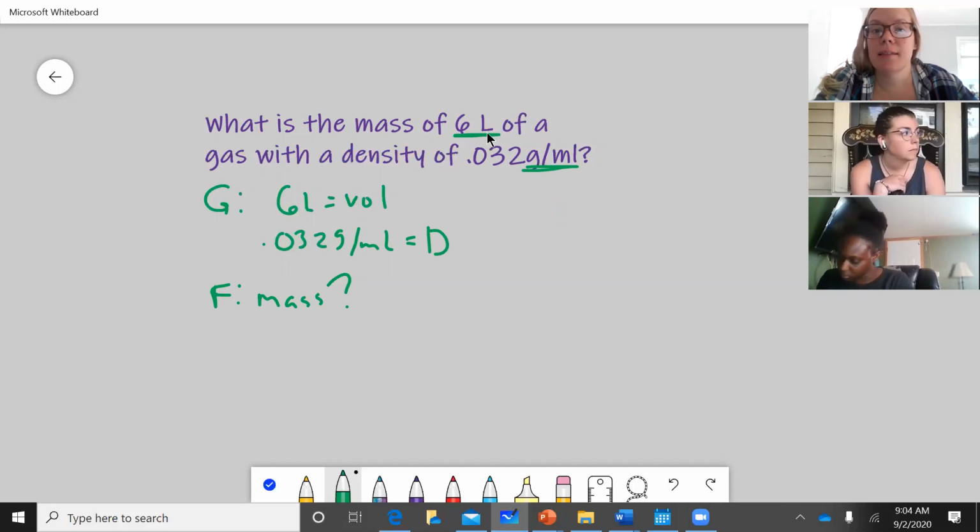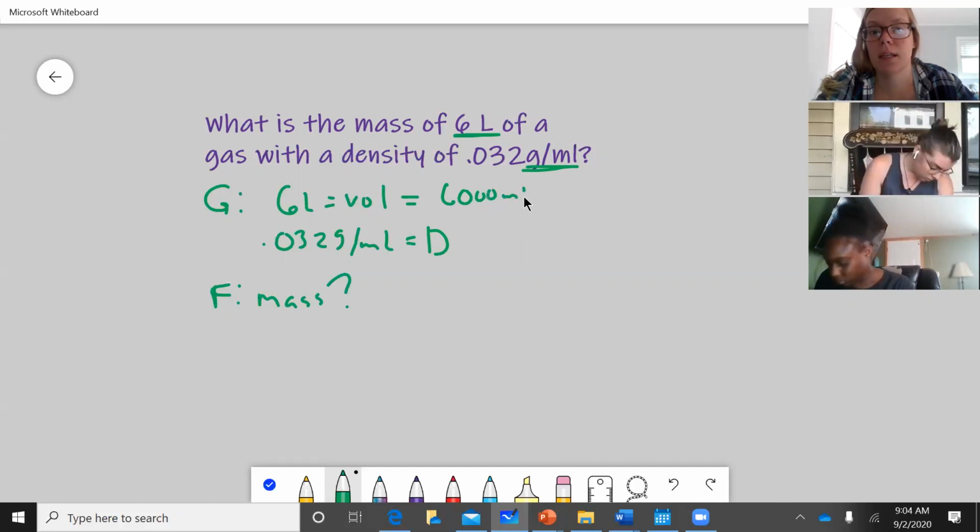So I would say let's get liters into milliliters. Some people will say, oh, well, can't we make it in grams per liter? If you want to change density into grams per liter, you're more than welcome to. This just seems like the easier path. So first I need to get all the same units. So 6 liters is equal to 6,000 milliliters.